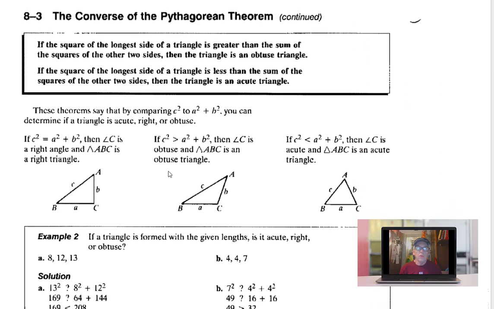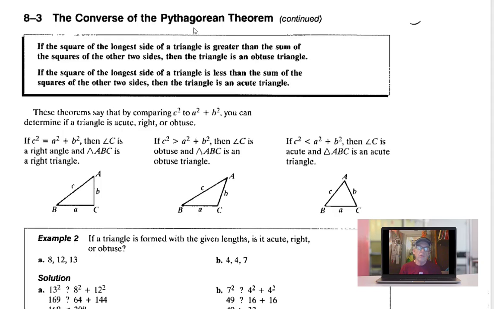Here we're going to use the converse, which is really using a squared plus b squared is equal to c squared to test and see if it is a right triangle, or if a squared plus b squared is greater than c squared, we have an acute triangle, or if a squared plus b squared is less than c squared, we have an obtuse triangle.